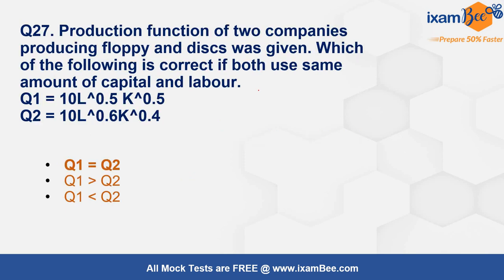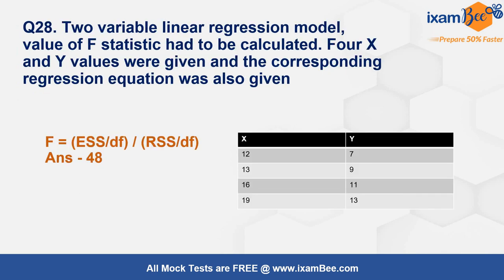Next question was that production functions of 2 commodities, floppy and disk, were given. Which of the following would be correct if both use the same amount of capital and labor? So if the same amount of capital and labor is used, just write L instead of K here. So you will get that Q1 would be equal to Q2 in that case.